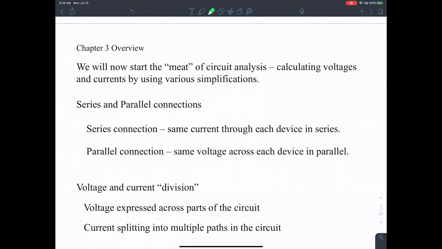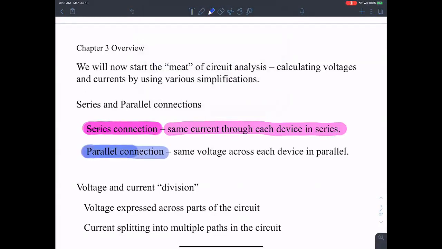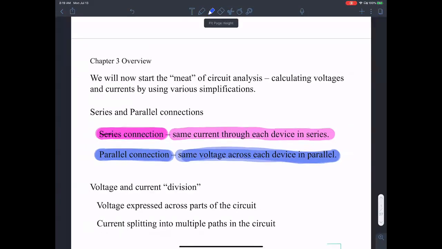Now, there are some points that you want to remember when it comes to series and parallel circuits. And I don't care if you get it tattooed on your hands, etched on your forehead, I don't know. The important thing is that you want to remember forever that the definition of series connection is that the same current flows through each of the devices, okay? And similarly, when you see a parallel connection, the same voltage appears across all the devices as well. So that's true for parallel.